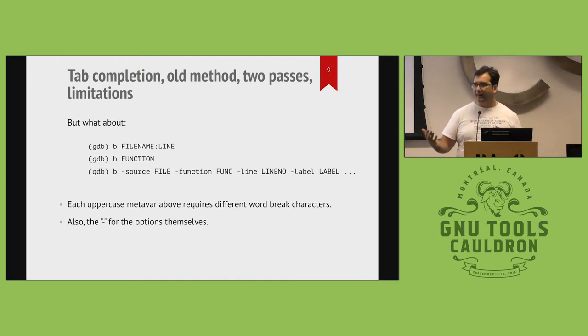not the same kind? You may have options like the break command, break source, and then file. File is going to be a file name. And then function is going to be a symbol name. The set of characters used to find the word location are going to be different. It's going to be dynamic. So this approach of two passes doesn't work correctly.